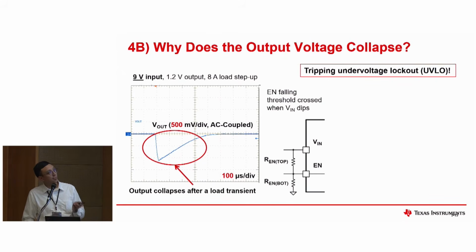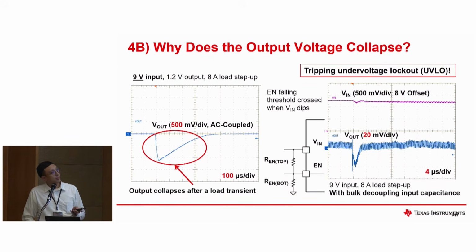Okay, so this is what happened. That's why this image is shown, because usually for input, we connect the input directly to the enable pin. For this situation, it actually trips the under voltage lockout of the device. So same situation, by adding that input bulk capacitance, you can avoid the enable pin falling below the UVLO rating of the device.